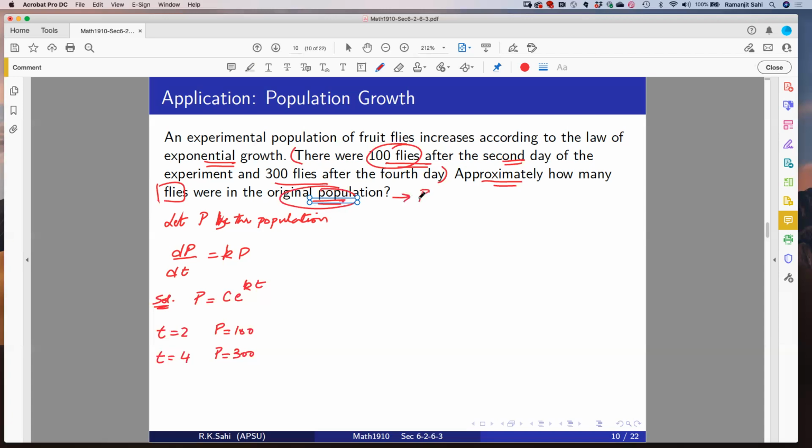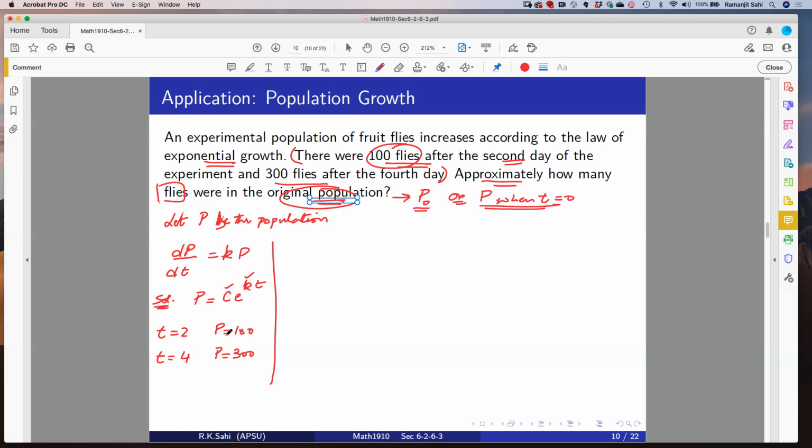The question is approximately how many flies were in the original population. That means we want P sub 0. P sub 0 is basically the original population. I'm just using it as a variable. So I want to find, or you can say, what is the population P when t is 0? These are just notations, guys. In order to find P0, we've got to find first k and C, using these values of t and P.